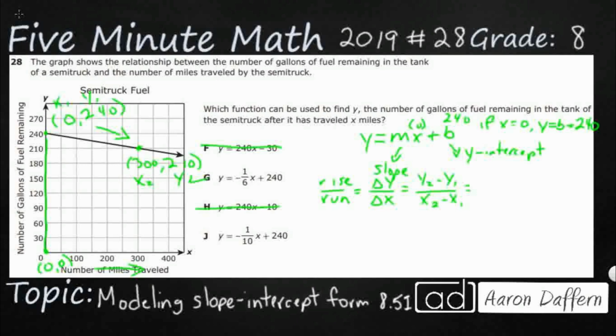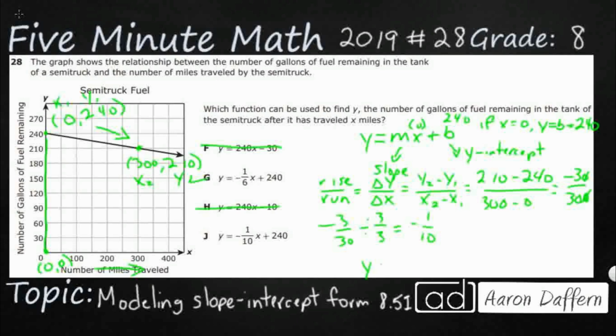So my y2 minus y1 is 210 minus 240, over my x2 minus x1, 300 minus 0. That's easy. So I've got negative 30 over 300, right? If you want, we can just divide both by 10. That's negative 3 over 30. Let's just reduce that by 3's. I'm going to get negative 1/10. So that's going to be my slope.